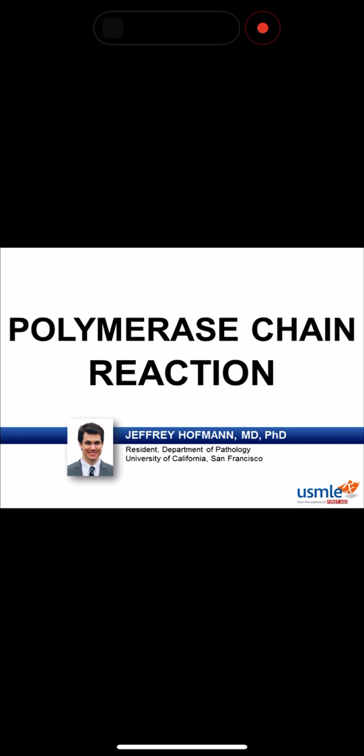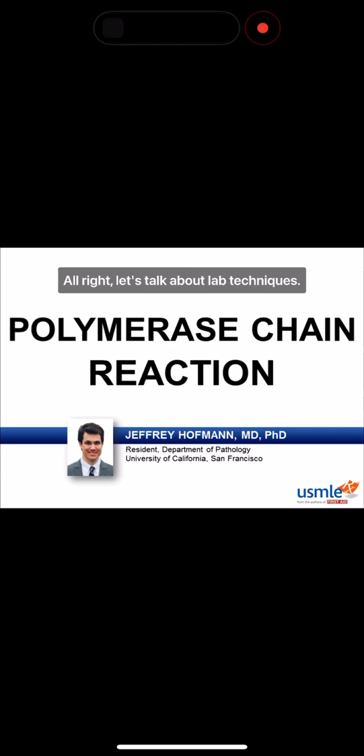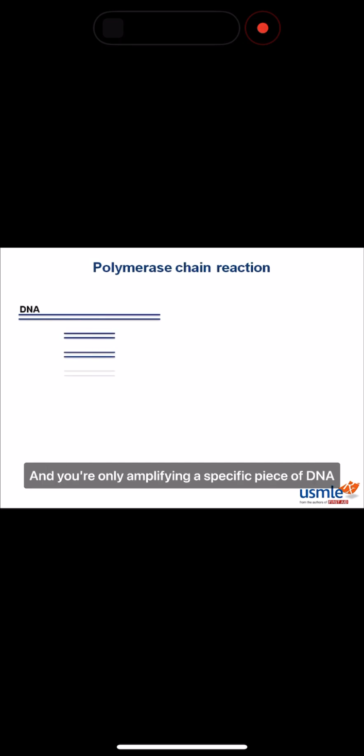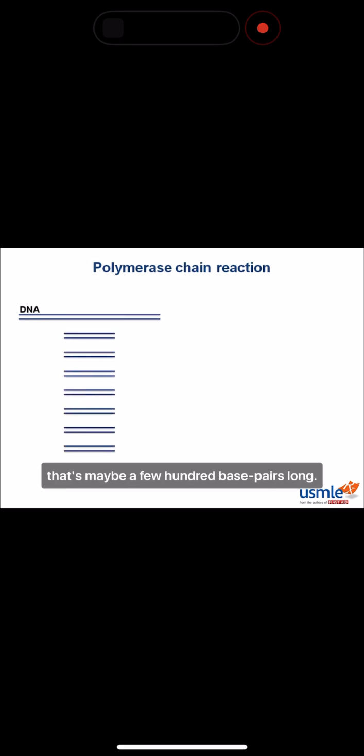Alright, let's talk about lab techniques. The polymerase chain reaction, or PCR, is used to amplify DNA. This just means making copies of DNA from what you already have, and you're only amplifying a specific piece of DNA that's maybe a few hundred base pairs long.